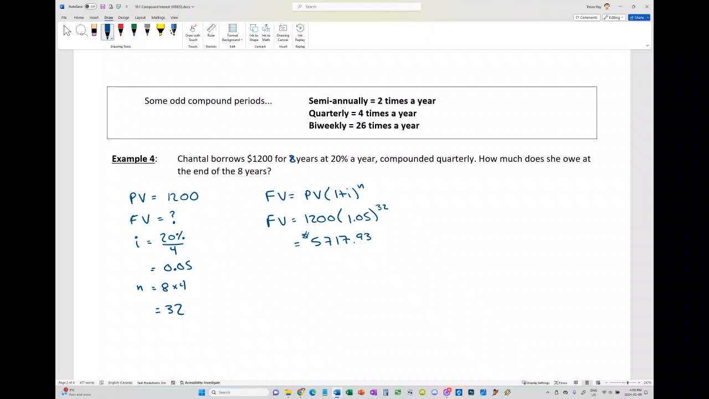Okay, so Chantel borrows $1,200, and 8 years later she owes over $5,700. This is a good example of why you don't want to use credit cards and then not pay them off fairly quickly, because with high interest rates like that, the money builds up very fast.